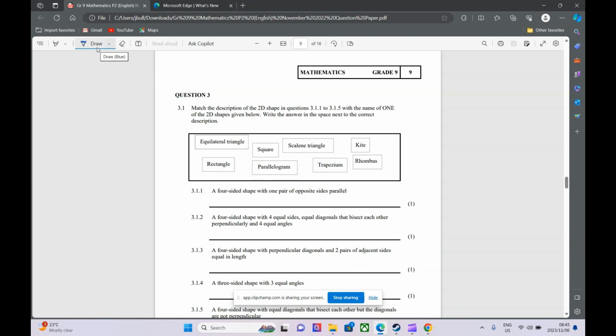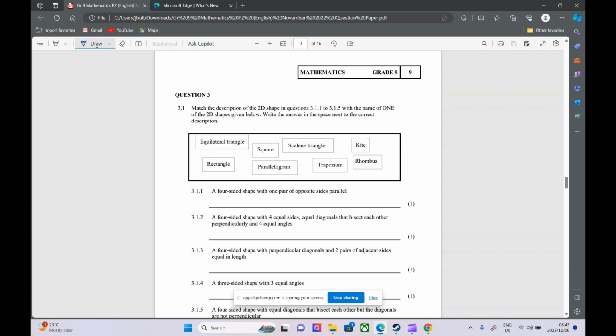So we jump into question 3, where they want us to match the 2D shape to the description. We're just going to go through and see which ones make sense. So first of all, we've got a 4-sided shape with one pair of opposite sides parallel.